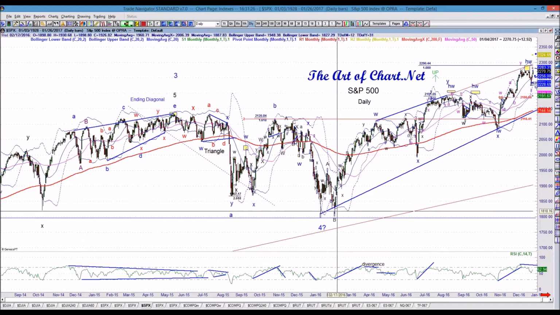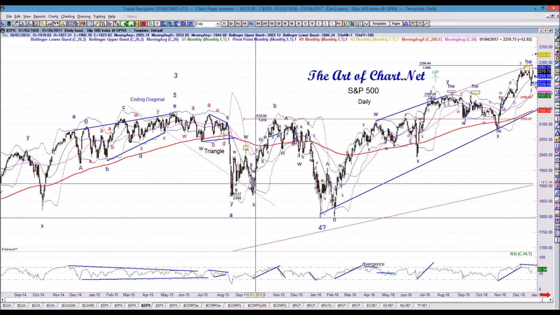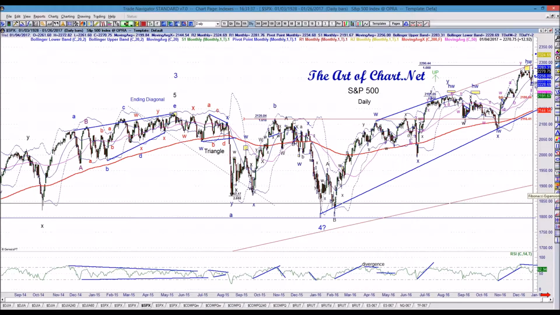Okay, here's another one. Now the thing I want to show you about these is how to measure them. Okay, so here's a double bottom, and it doesn't matter, guys, if it's a 1-minute chart or a daily chart or an hourly chart. Okay. Here's how you measure them.